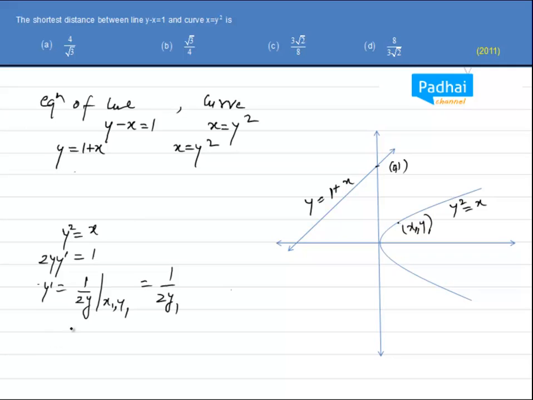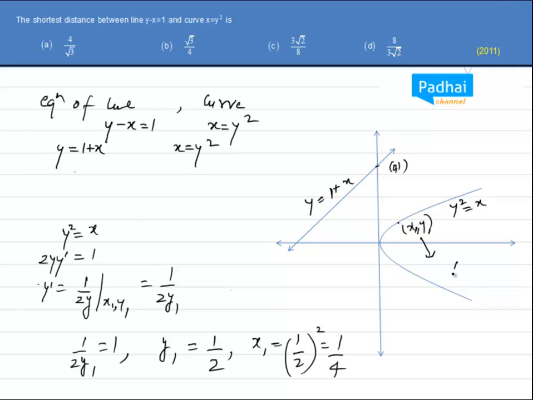And you can see that the slope of this line is 1; y equals mx plus c, and m is 1 here. So 1 by 2 y1 equals 1, and the y coordinate of that point comes out to be half. Okay, so if y1 is half, then x1 will be half square, meaning 1 by 4. So the point comes out to be (1 by 4, half).